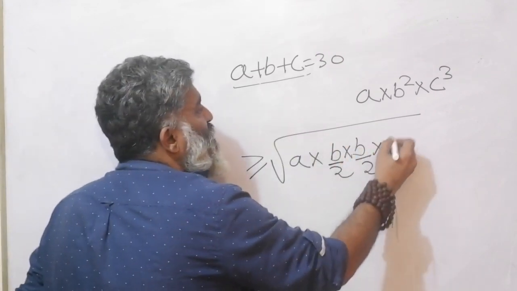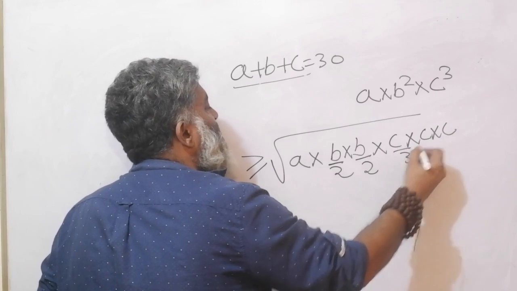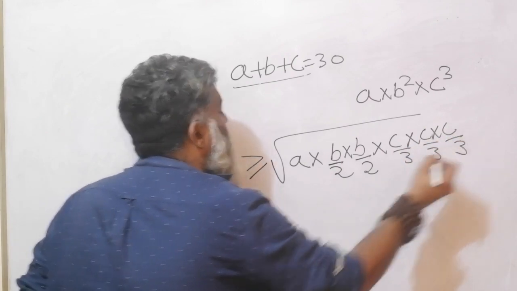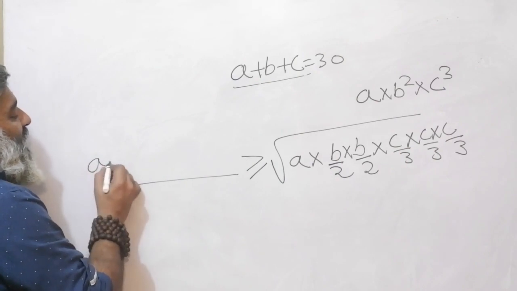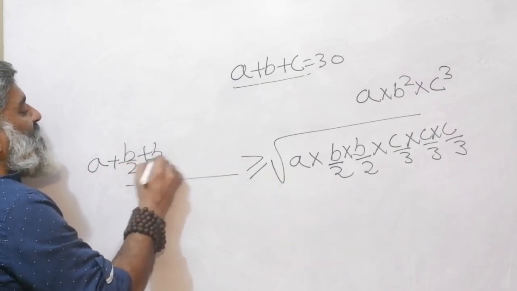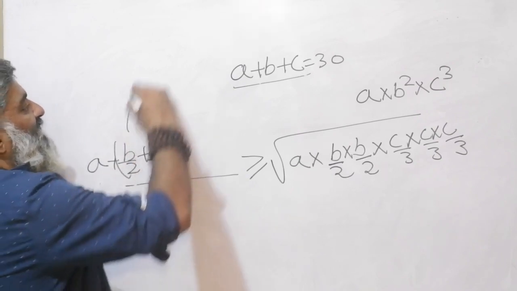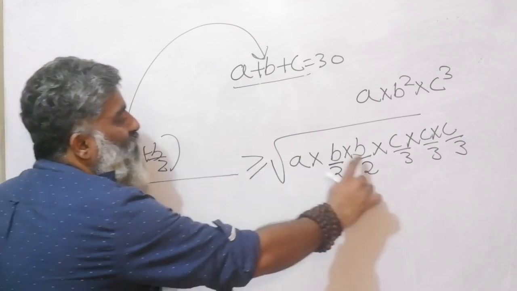Stay with me. Story is c cube, so c into c into c, but I will divide it by 3. You will see in a second why. Because now if I go for the arithmetic story, a plus b by 2 plus b by 2, I'll put it in a bracket so that I can do this. Isn't this just b only? So now the stories are balanced.